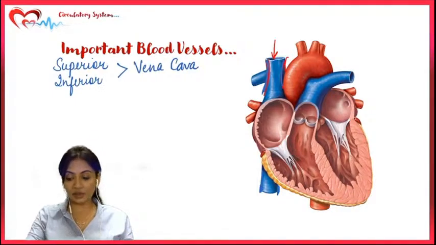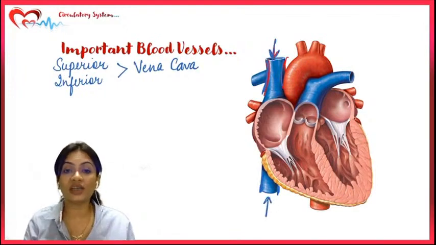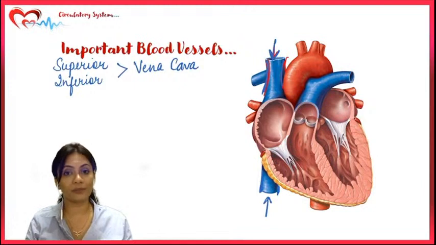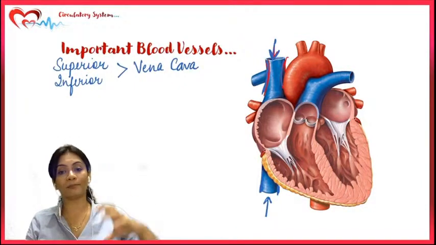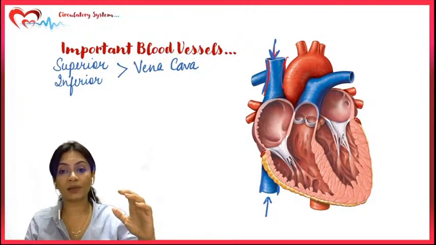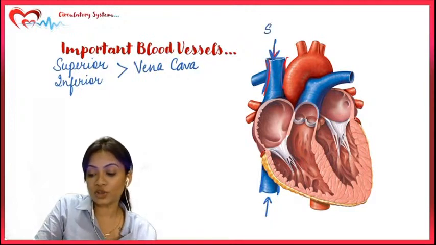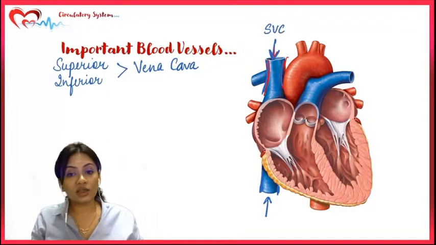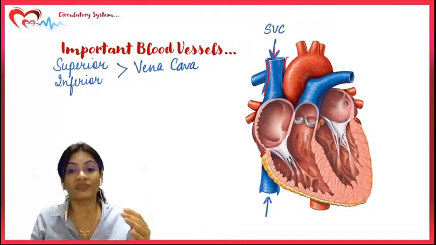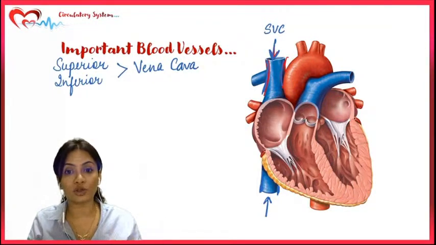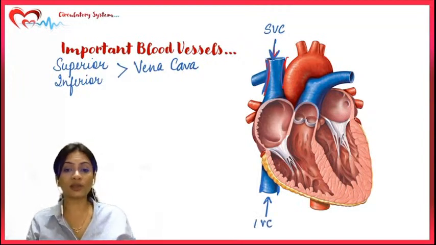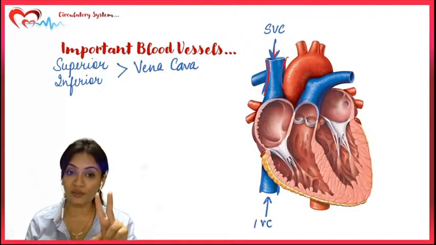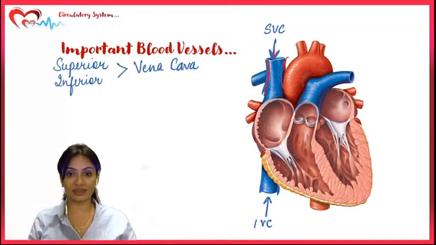What are they basically doing? They are the ones which are going to be bringing in the deoxygenated blood from the body to the heart. Okay, all structures above the heart, deoxygenated blood is being brought by the superior vena cava. All structures below the heart, their deoxygenated blood is being brought to the heart by the inferior vena cava. Okay, so these were the two vena cavas. Let's see two other most important structures which can be seen here.